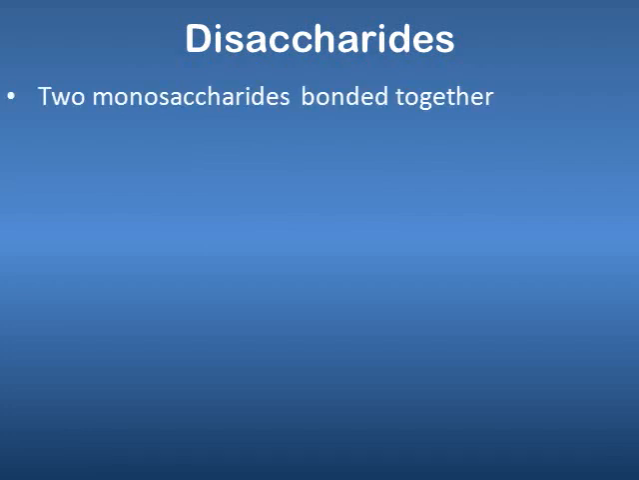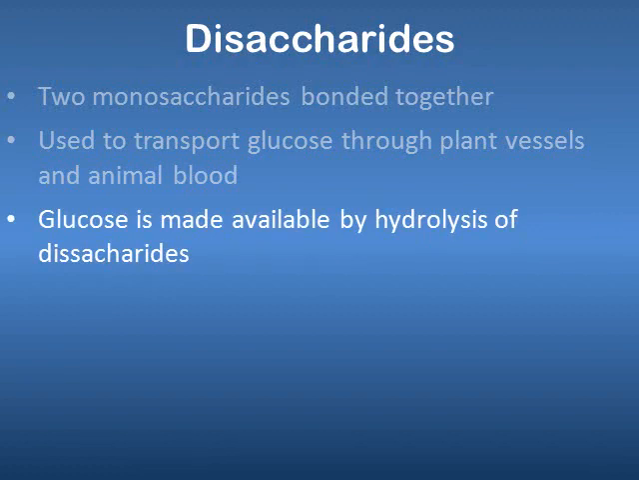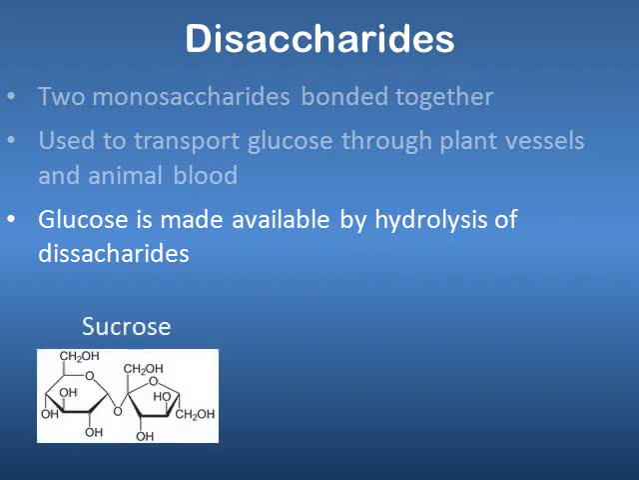Now, disaccharides are a special case where we have 2 monosaccharides bonded together. And they're important because being bonded together like that makes them a little harder to hydrolyze or harder to get at than if glucose was traveling freely. So they're an important form of transport of glucose through organisms. And that glucose then would be made available by finally hydrolyzing these disaccharides where they're needed.